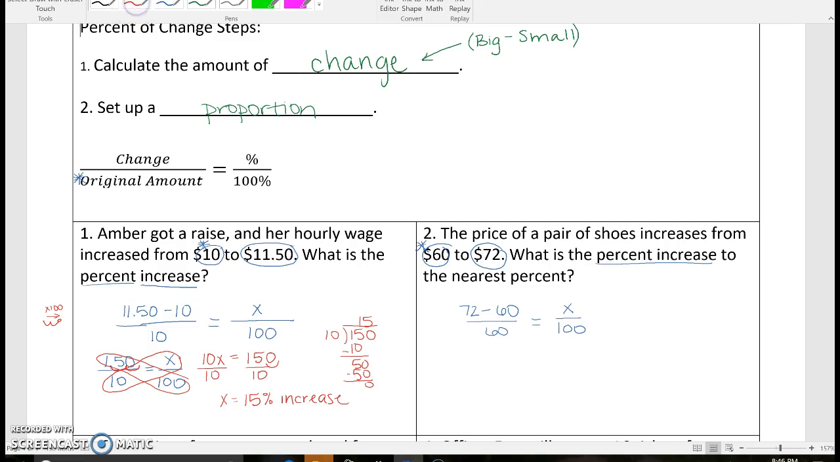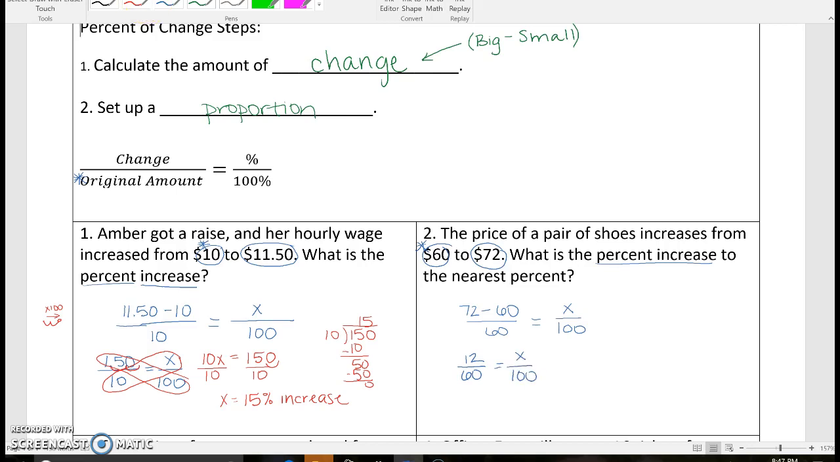So now we're going to do our cross product. Oh, wait, let me simplify my change. So 72 minus 60. So 60, 70 is 10, and then 2. So that's 12. So 12 over 60 equals x over 100.